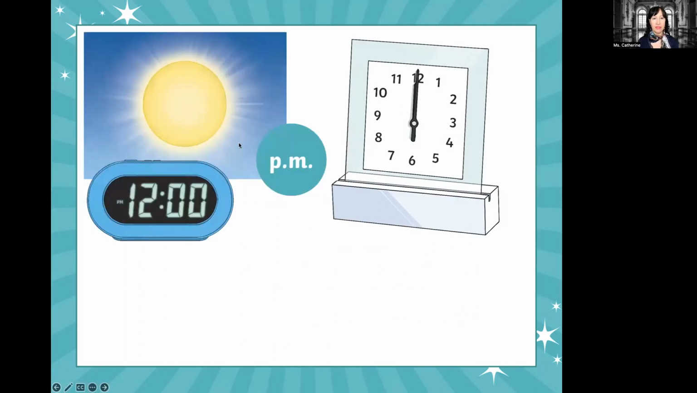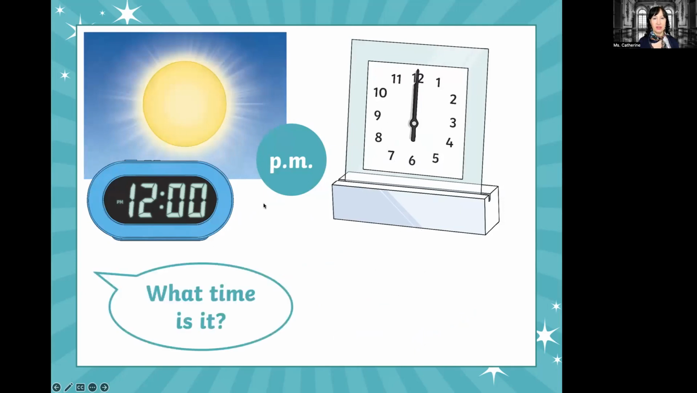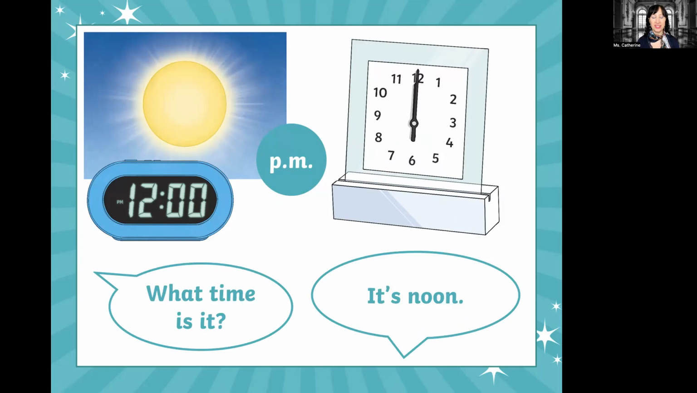Okay, so now we have the digital clock, which shows PM here. And this one would be the analog. So we know it's the afternoon because we see the time of the day. So when we ask what time is it, it's noon. Okay, so this is a good one. We can say it's 12 p.m. Let's repeat, it's 12 p.m. Or we can say it's noon, or we can say it's 12 o'clock in the afternoon. I know, a lot of ways we can say this.